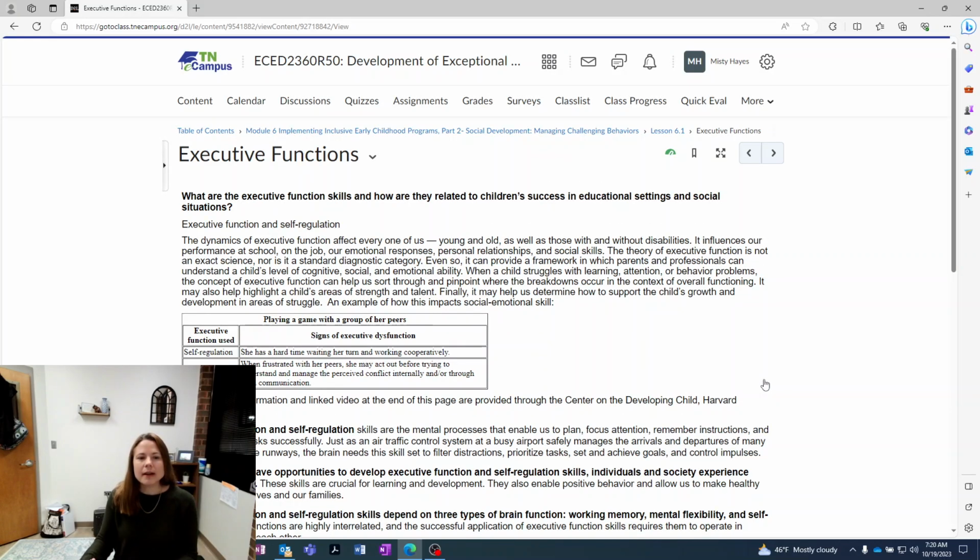Now, when we're talking about executive function and self-regulation, this is where we're talking about their performance at school. And when we talk about that, we're talking about those personal relationships, those social skills, their responses.